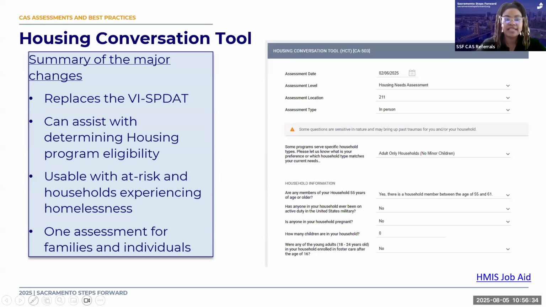It's usable with at-risk and households experiencing homelessness. So again, we're able to capture more folks. And then one assessment for families and individuals. So again, before we used to have 2 assessments, now there's only 1.